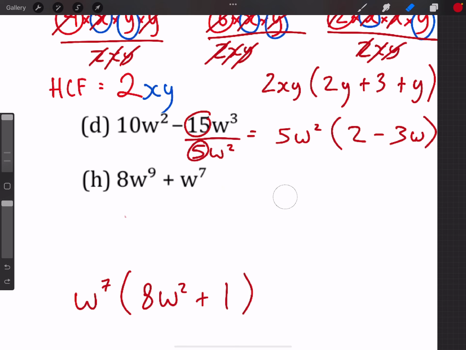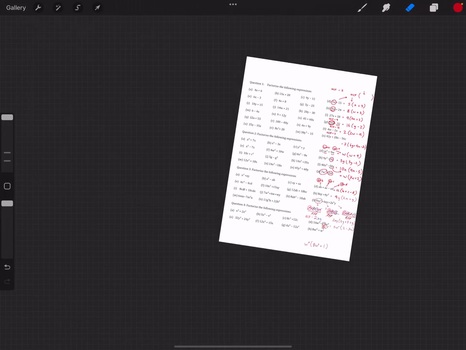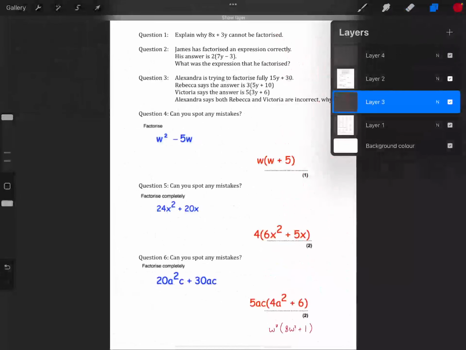Hope that makes sense. Alright, next page.